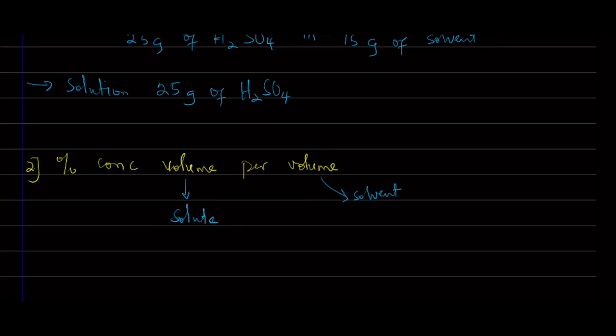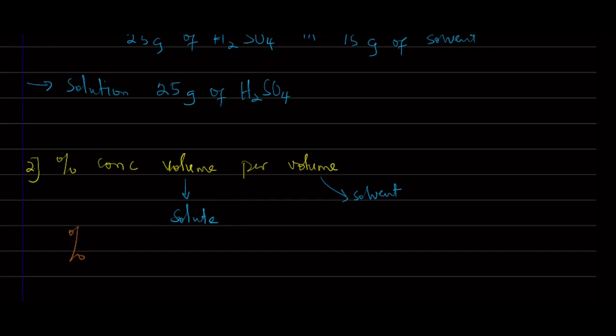Now it is no longer going to be in gram, because weight goes with gram. Since we are dealing with volume, we are going to be using centimeter cube. So we will define percentage concentration volume per volume as the volume of solute in centimeter cube dissolved in 100 centimeter cube of the solution. Why is it like that?